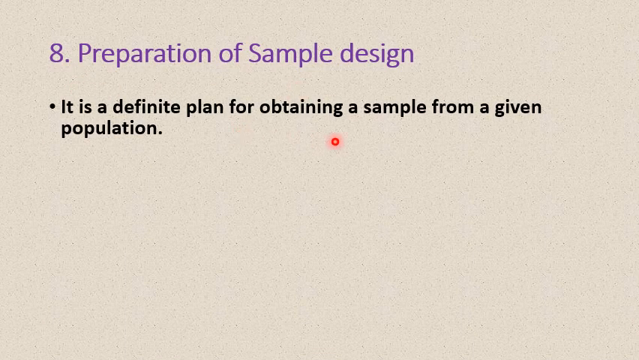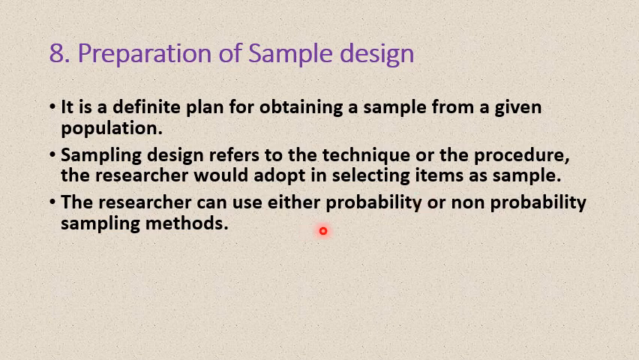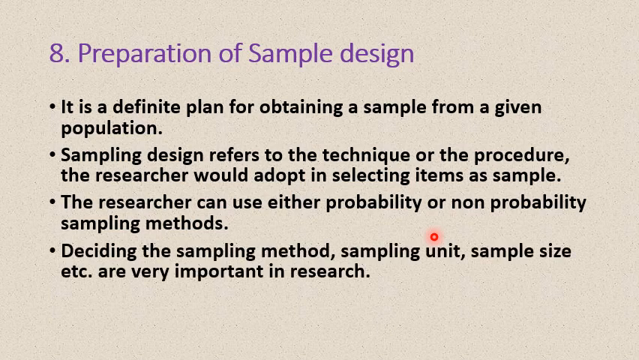Eighth step is the preparation of sample design. It is a definite plan for obtaining a sample from a given population. It is the blueprint of the sample selection. Sampling design refers to the technique or the procedure the researcher would adopt in selecting items as sample. The researcher can use either probability or non-probability sampling methods. There are two types of sampling methods, probability sampling or non-probability sampling. The researcher can use either based on the nature of the study.